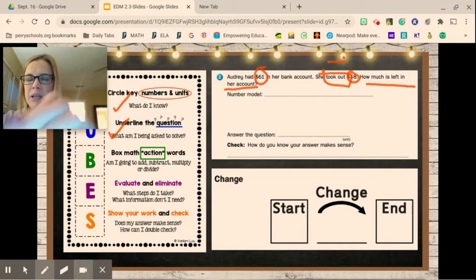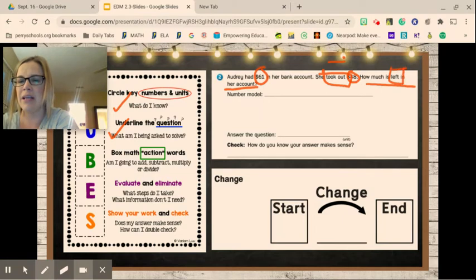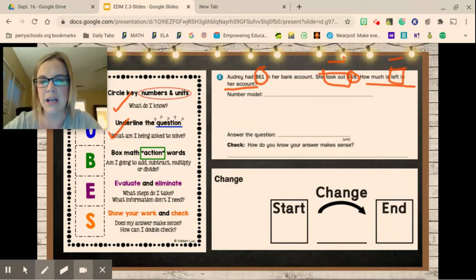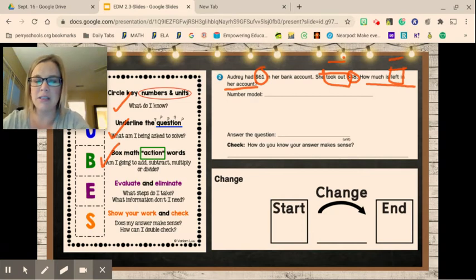And when you take money out of your account, you're subtracting. But I also see how much is left. And left is one of those words that helps me to understand that I'm going to be subtracting as well. So I'm going to put my information into my diagram at the bottom. It's a start change. And I'm going to evaluate what I want to do. So she started with $61.